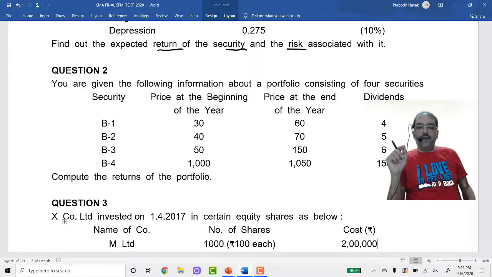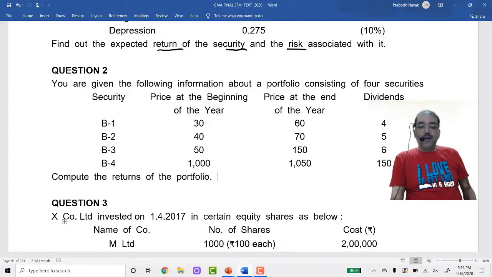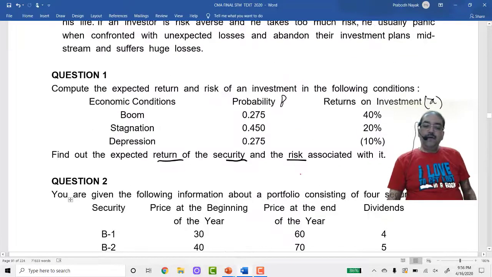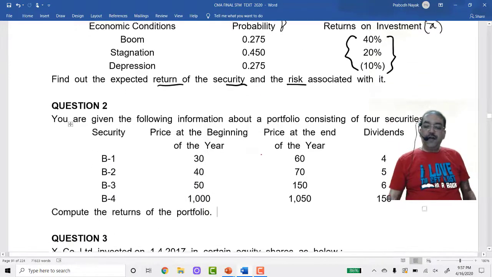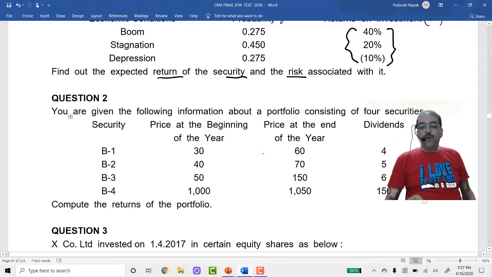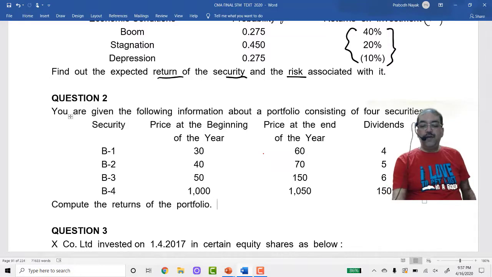The difference between this question and the earlier question is that in the earlier question, if you see here, we are given the returns in percentage form. This part is given to you. Now that is missing in the current problem. But what you can see is that they have given price at the beginning of the year, price at the end of the year, and the dividends. So how do we calculate the returns?